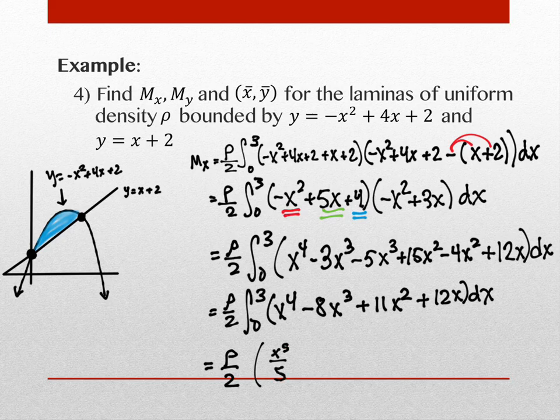Good, x to the 5th over 5. Then I have negative 8x cubed, which would give me negative 2x to the 4th, right? Because I'd be dividing by 4. How about 11x squared? That's ugly, right? Yeah, so 11 thirds x cubed, or 11x cubed over 3. And then how about my 12x? 6x squared. And we're going to be evaluating that at 3 and 0.